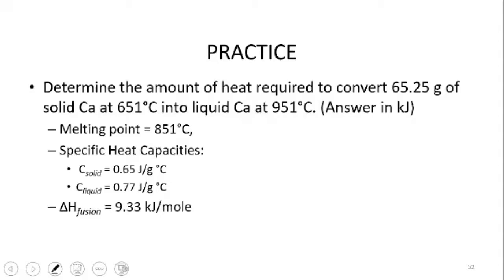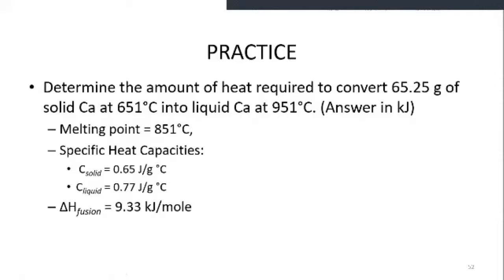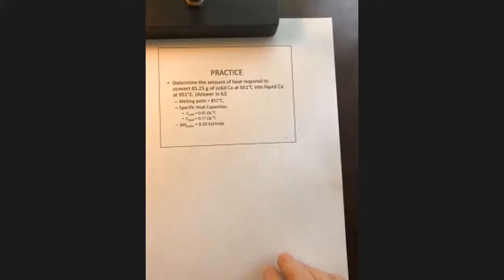And over here, I give you some information you're going to need: the melting point of calcium, the specific heat capacities of both the solid and the liquid, and finally, the heat of fusion for calcium. Let me give you a few moments to write that down. Meanwhile, I'm going to set up our makeshift whiteboard over here so we can do this problem. Okay, a few more seconds for you to write that down. So let's go ahead and switch over to our whiteboard.